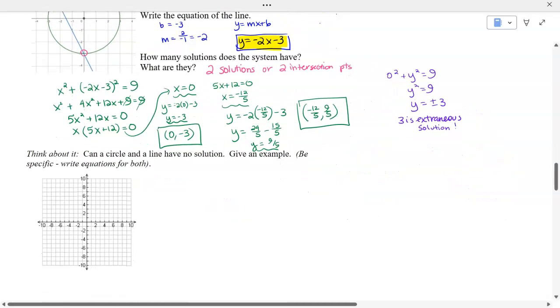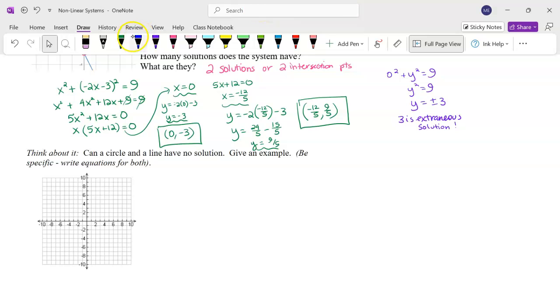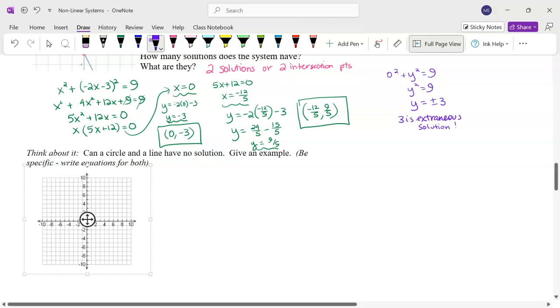So this next question says, can a circle and a line have no solution? Let's think about that for a moment. If it has no solution, is there an intersection point? I want you to think about that, pause the video, and come up with an example. See if you can write an equation for each of the things that you come up with, the line and the circle, and come back and check your answer against what I've come up with.